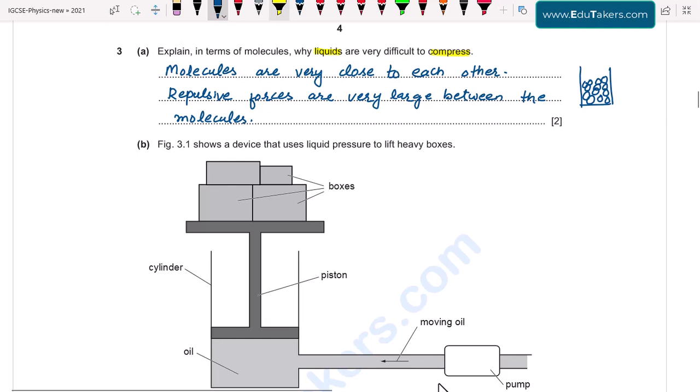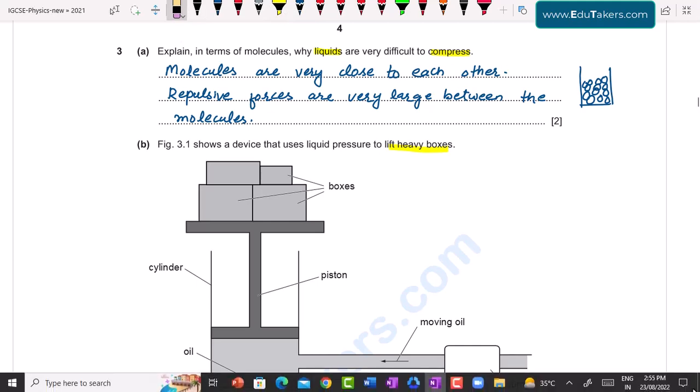Part B. Figure 3.1 shows a device that uses liquid pressure to lift heavy boxes. So this device uses the liquid pressure and it is used to lift the heavy boxes.